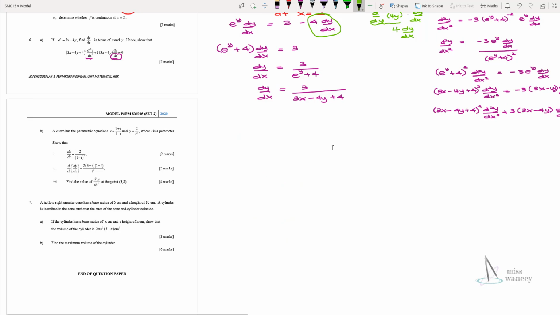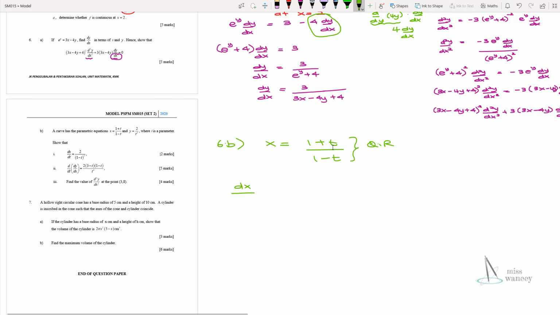Okay, so number 6b. A curve has the parametric equation where t is a parameter. Show that blah blah blah. Okay, so the first one. Number 6b. So x is equal to 1 plus t over 1 minus t. Obviously, if I want to differentiate this, I'm going to use some quotient rule.